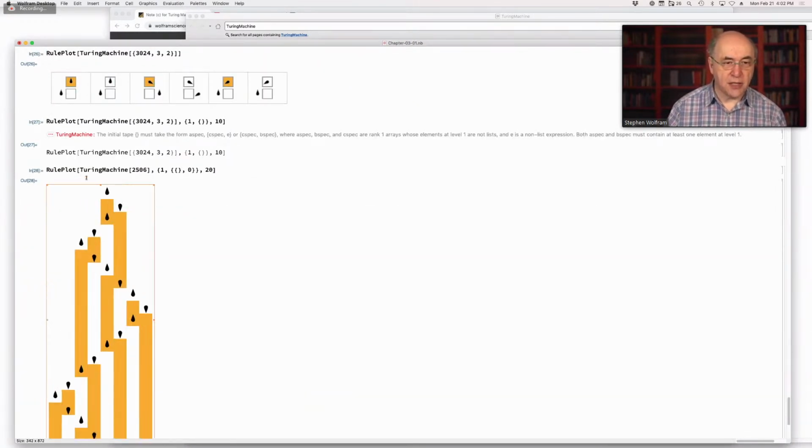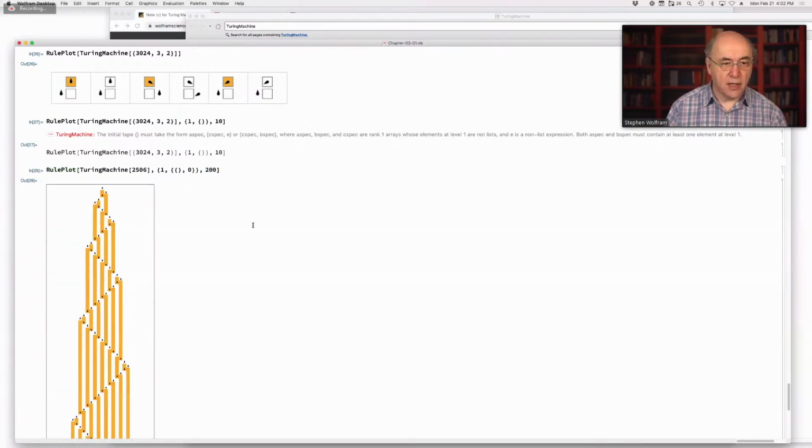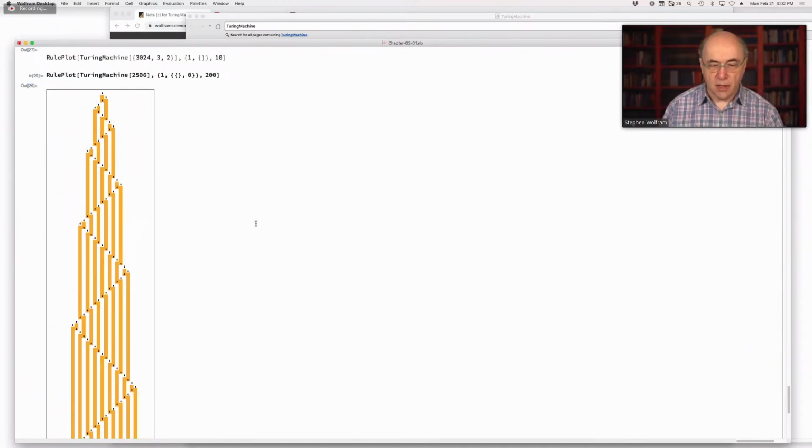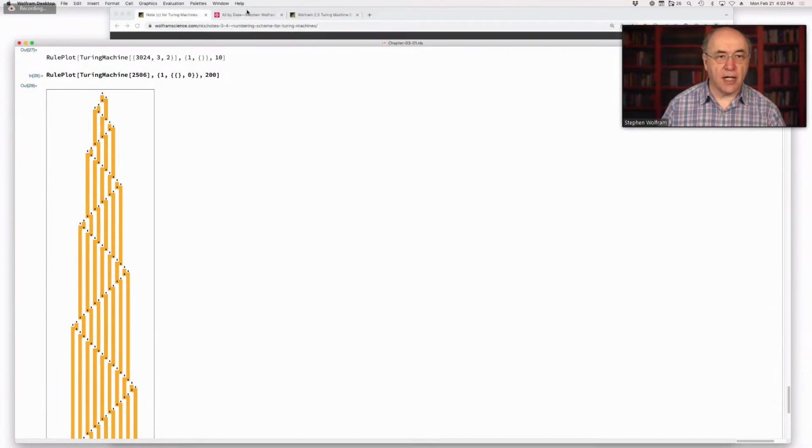That's a two-state Turing machine. Its head can be either up or down, and this is what it does. So let's run it for, let's say, 200 steps, and we see that all it does is wiggle backwards and forwards like that. So with Turing machines, again, we have the question, are they going to do something complicated? How far do we have to go?